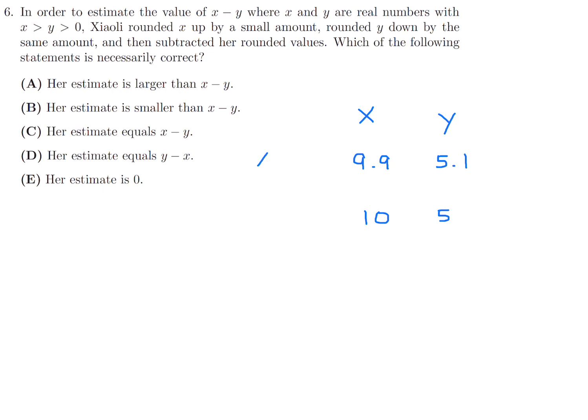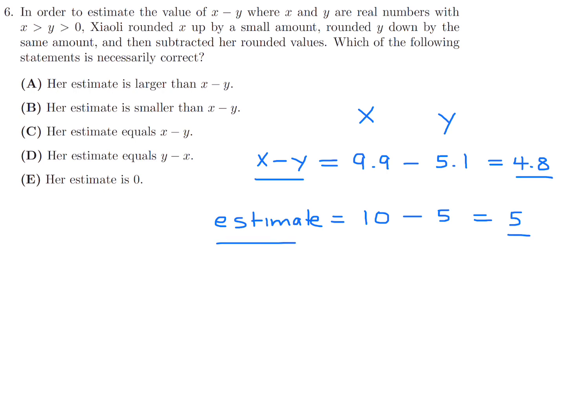So the actual difference of the actual numbers, x minus y, is 9.9 minus 5.1, which is 4.8. But the estimate, which is what she is going to get with these rounded numbers, is 10 minus 5, which is 5. So they're saying compare the estimate to the actual value. Well, looking at these two numbers, you can clearly see that the estimate is greater than the actual value of x minus y. So that means number 6, the answer is A.